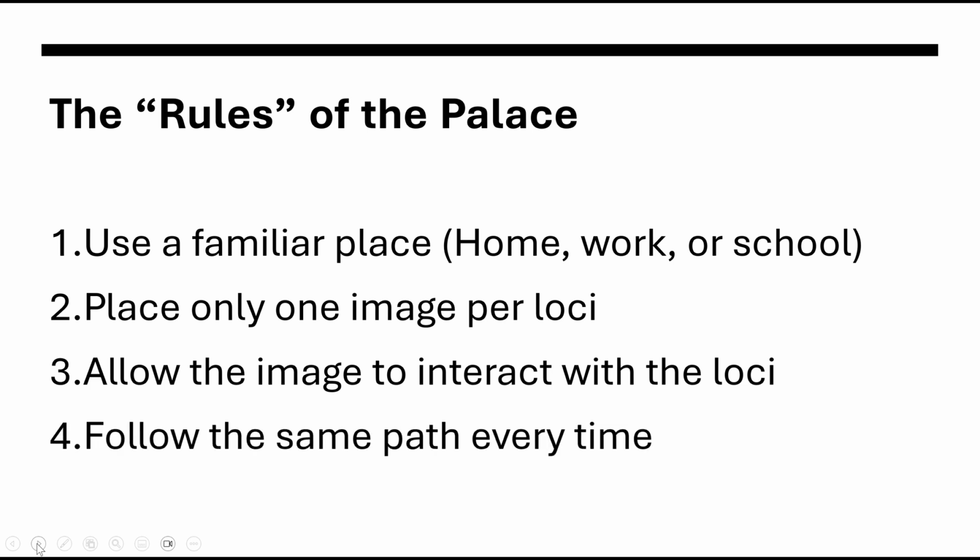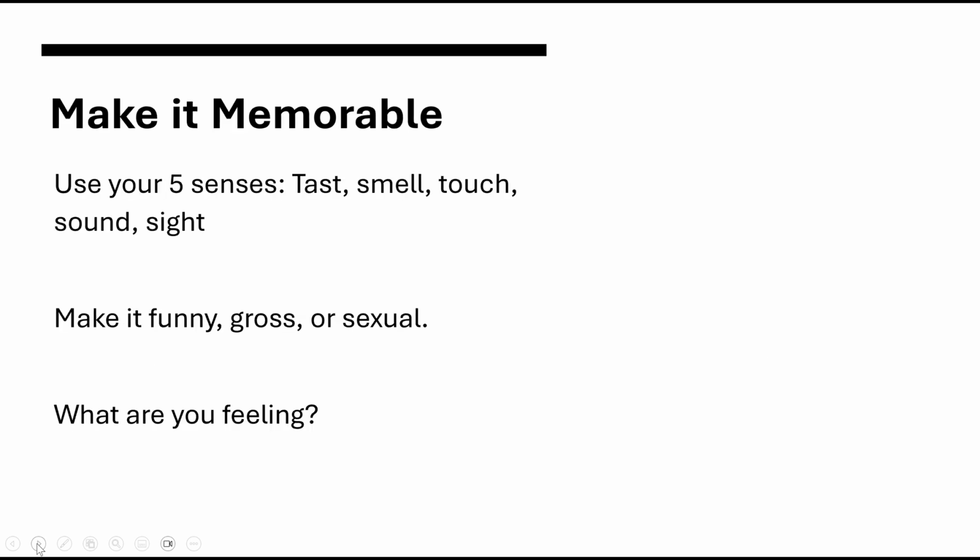And lastly, follow the path every time. We'll do this at the end, but as you consider each loci or each piece of furniture in your house, we want you to pick a single pathway and walk through the house the same way every time. That will help you get the order of these 25 words, not just remembering all 25.